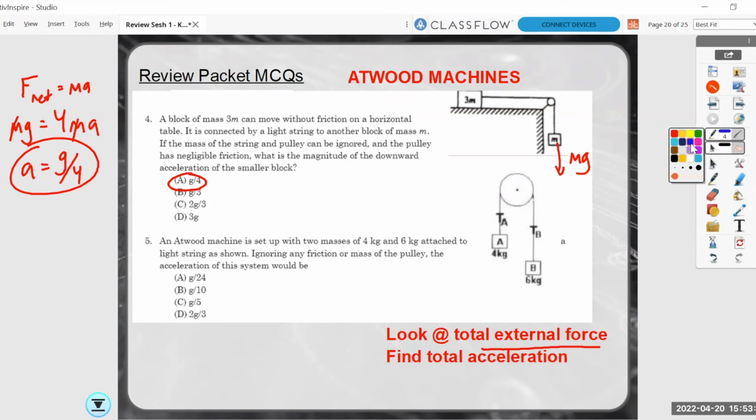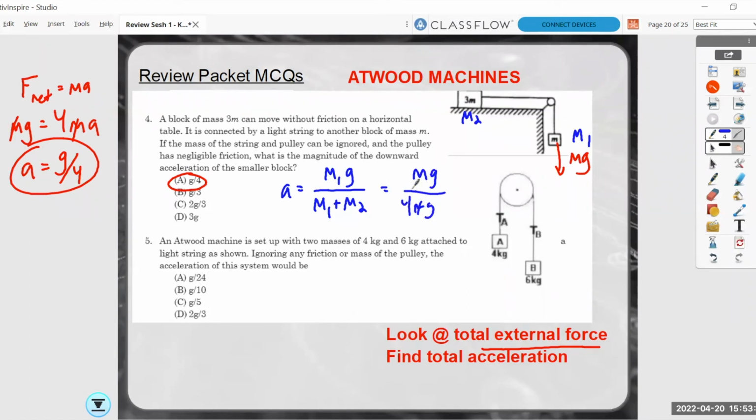You might also remember that if we did this back in the day, where we had this as m1 and this is m2, we figured out that the acceleration of the system was m1 times g divided by m1 plus m2. Note that in this case, if we apply that equation, that still works. We get mg over 4m, and we get effectively the same thing as we did before.